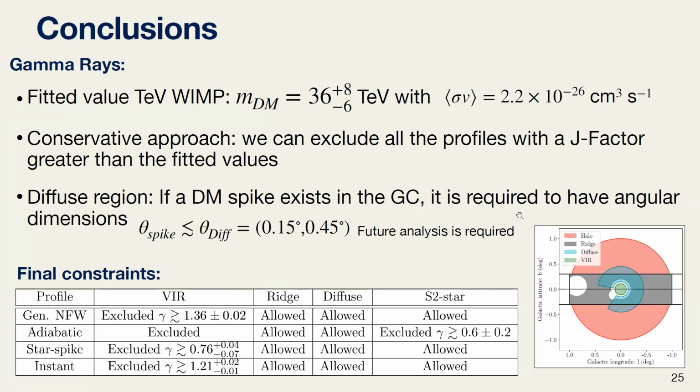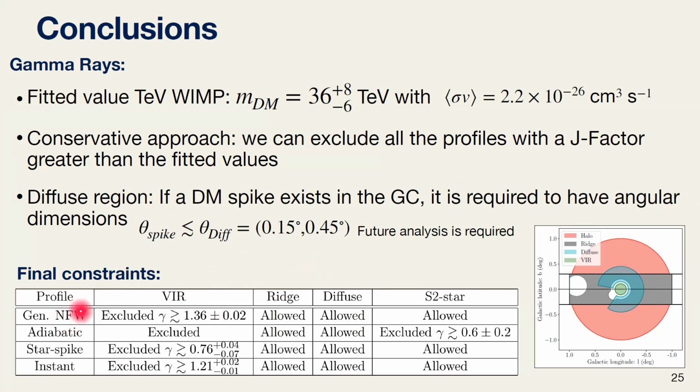And so a future analysis is required because with the gamma rays, we could be able to extract the shape, if, of course, the dark matter is WIMPs and annihilates into gamma rays. We should be able to resolve what is the shape of the spike, if there is any spike to begin with, of course. And these are the final constraints.